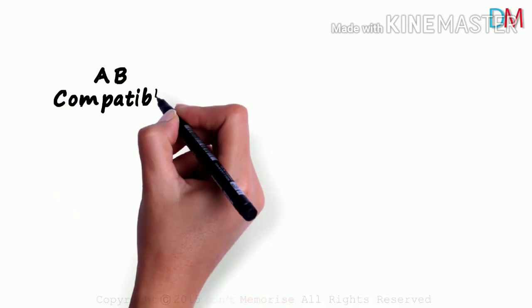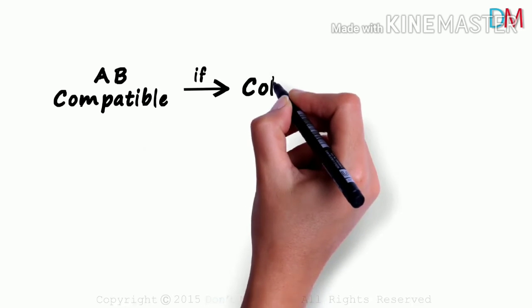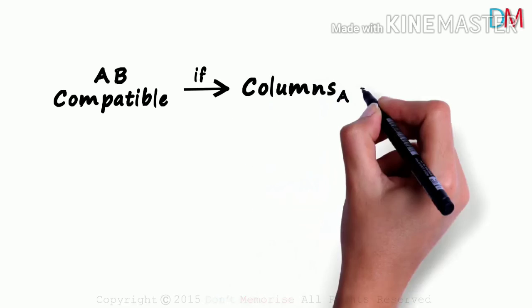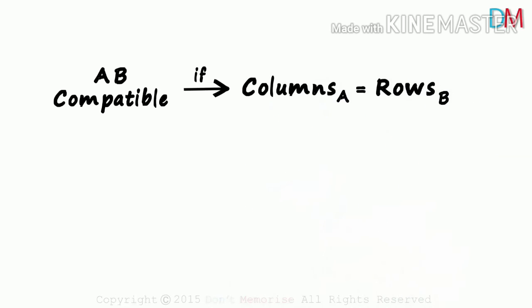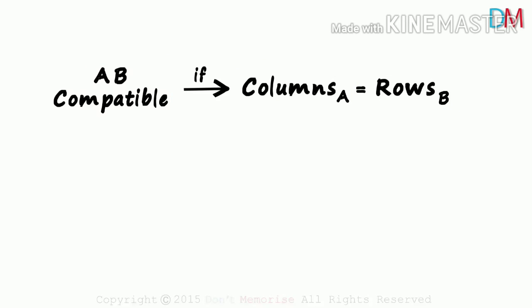Okay, here's the rule. The product AB is compatible if, note that we are talking about A times B here and not B times A, A is the first matrix and B is the second. So the product AB is compatible if the number of columns in matrix A is equal to the number of rows in matrix B. Yes, AB is compatible only if the number of columns in A is equal to the number of rows in B. Let's see a couple of examples.